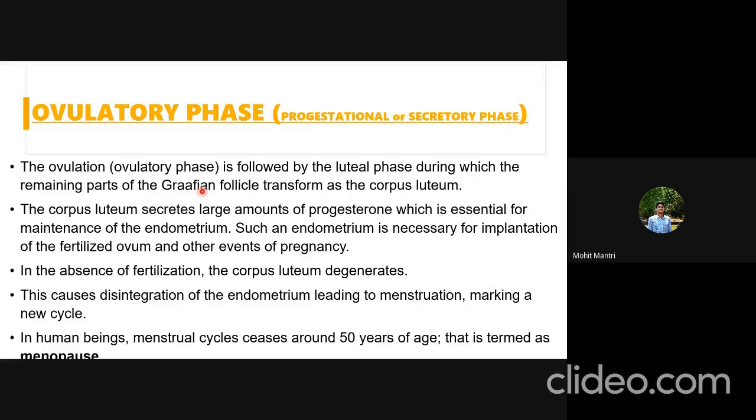Now, if fertilization takes place, the fertilized ovum enters the uterine cavity from the fallopian tube at around 3 to 4 days after ovulation, and at around 7 to 9 days after ovulation, the ovum implants inside the uterine wall, and then the uterine secretion provides nutrition to the early dividing ovum.